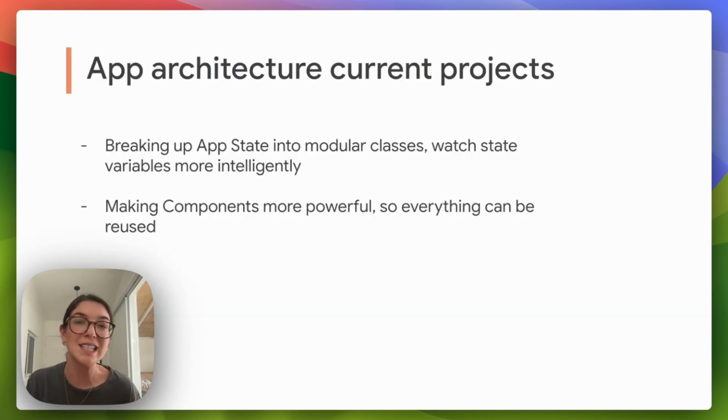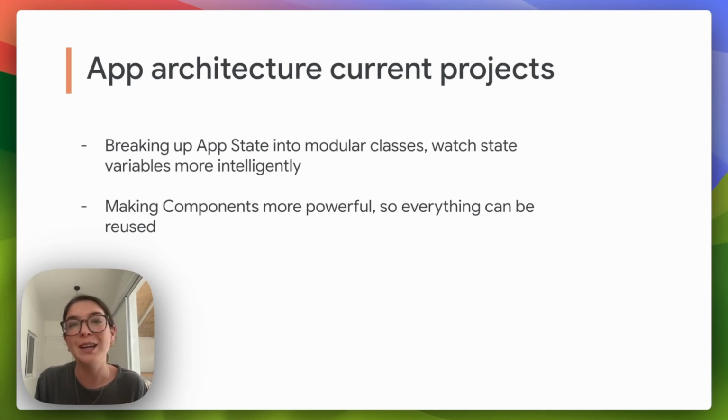So those were a couple of things we recently launched, but of course we know that we still have a lot we need to do in this area. So a few projects that we're working on now. The first one is breaking up app state into modular classes. So if you use FlutterFlow today, you'll notice that the app state variables that you add are all stored in this kind of one big mega class. And we're not being super intelligent about how we're watching that class for updates. So this is something we're actively working on.